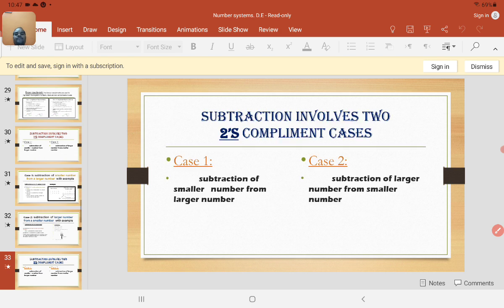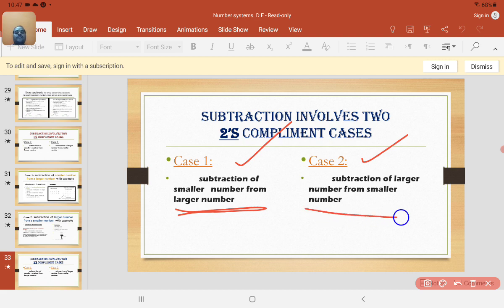Next, subtraction also involves two's complement. Just as with one's complement, here also we have two cases: case 1, subtraction of a smaller number from a larger number, and case 2, subtraction of a larger number from a smaller number. We are using the two's complement method.